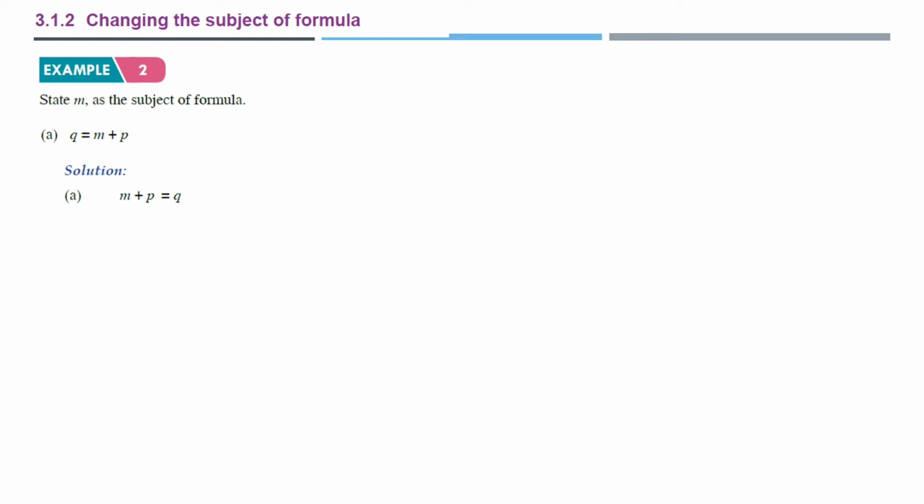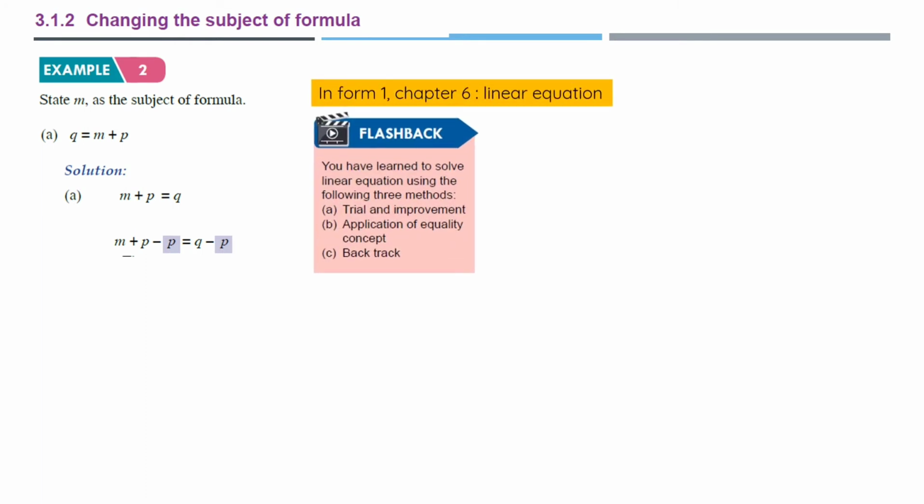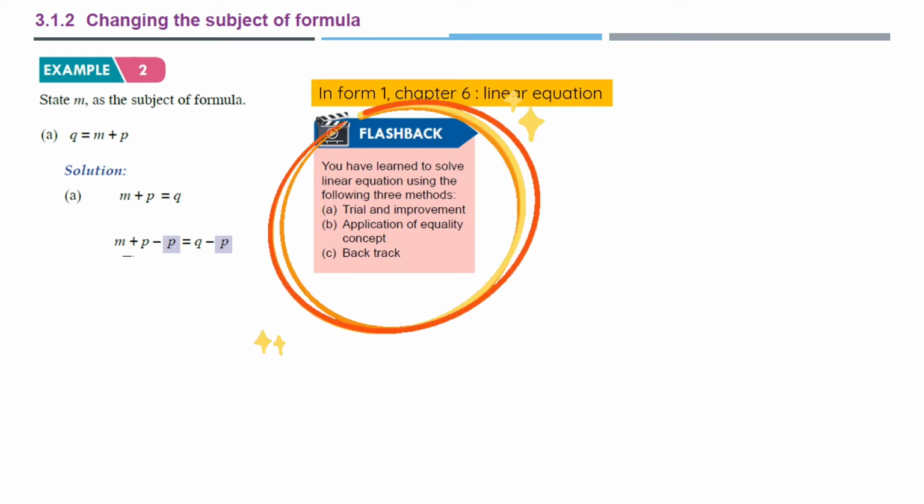We bring M plus P to the left side and Q to the right side. M plus P equals Q. Next, M plus P minus P equals Q minus P. In Form 1, Chapter 6, Linear Equations, you already learned to solve linear equations using three methods: trial and improvement, application of the equality concept, and backtracking.